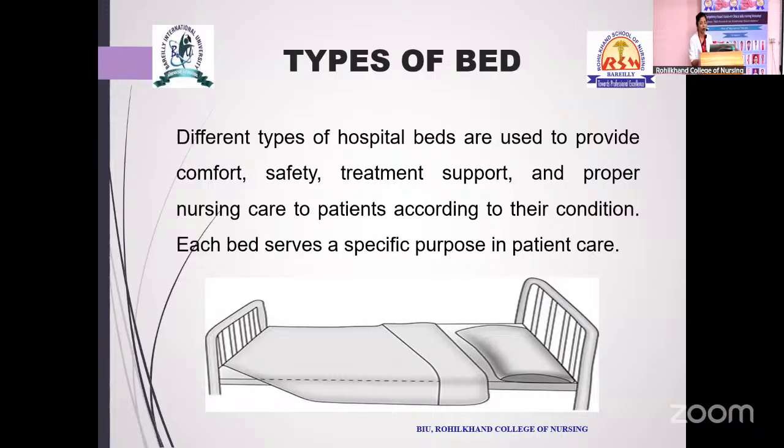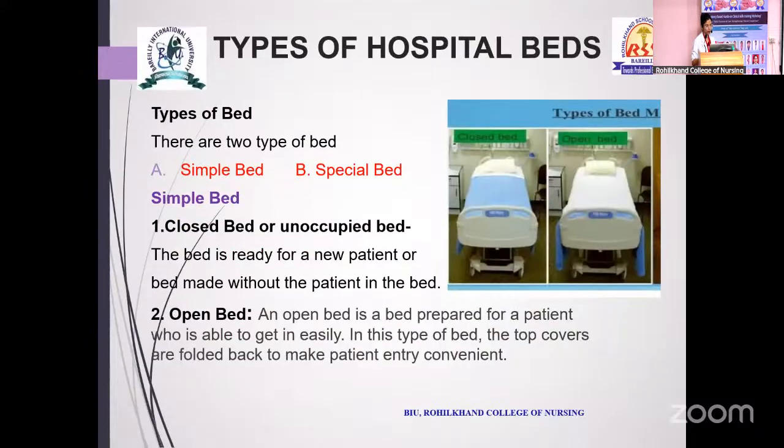Next and most important, types of bed. There are different types of hospital beds used to provide comfort, safety, treatment support, and proper nursing care to patients according to their condition. Each bed serves a specific purpose in patient care. So there are two types of bed, divided into simple bed and special bed.